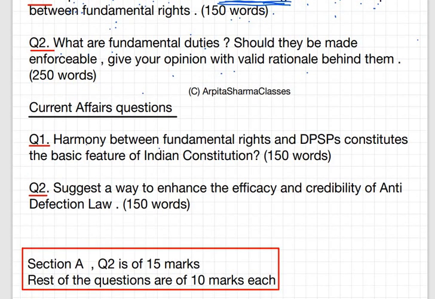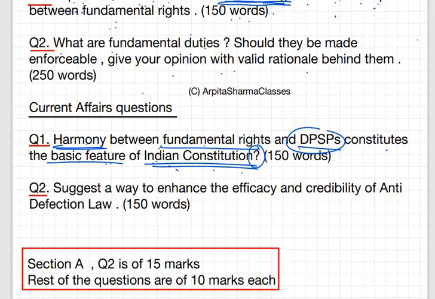Harmony between fundamental rights and DPSPs constitutes basic feature of Indian Constitution. Question mark. You had to explain this statement कि fundamental rights और DPSP के बीच में अगर harmony रहेगी तो वही basic feature होता है, essence है हमारे Indian Constitution का. You had to explain this statement.